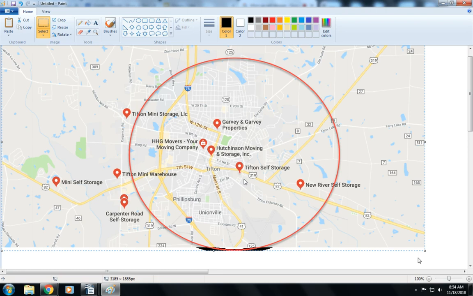But hopefully that gives you a little insight into the next level of analysis that we put into these properties before we buy them.